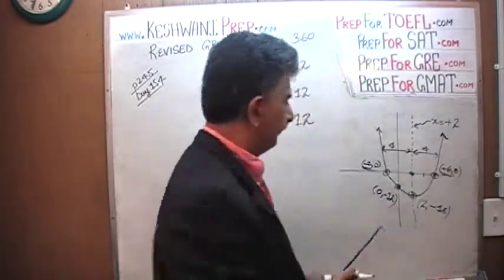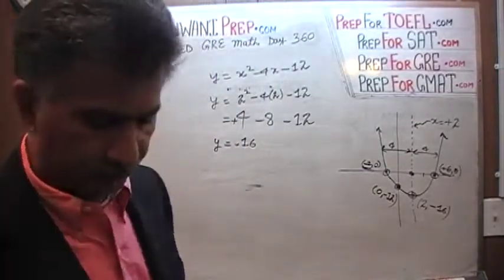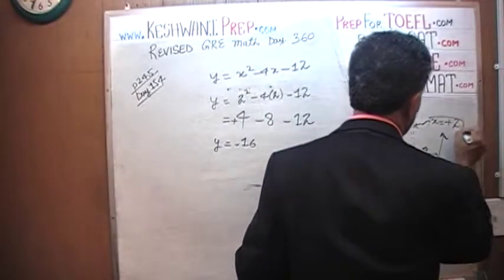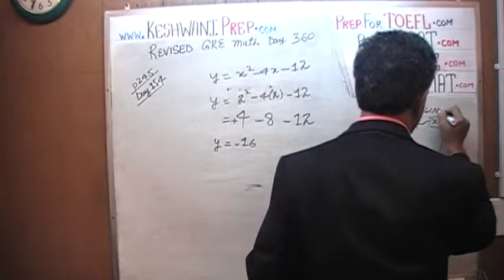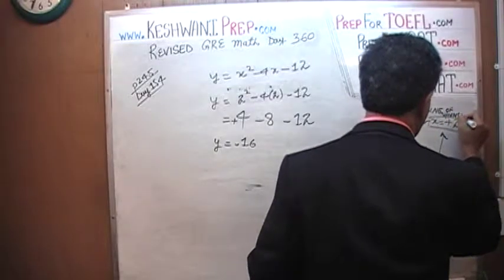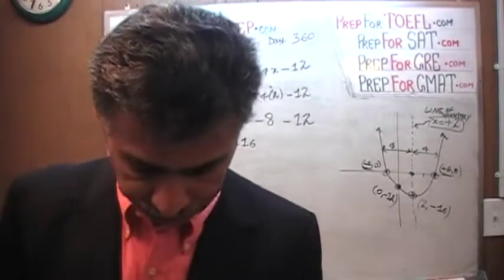That is our parabola. It does not look very symmetric, but it has to be exactly symmetrical along the line of symmetry. This is called x equal to 2. This is our line of symmetry. That was all.